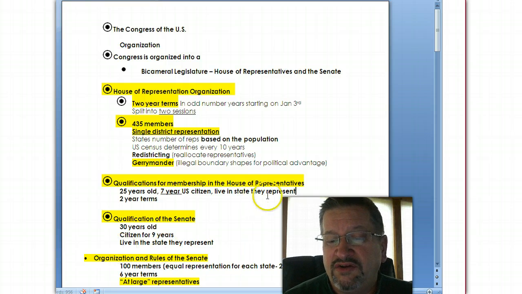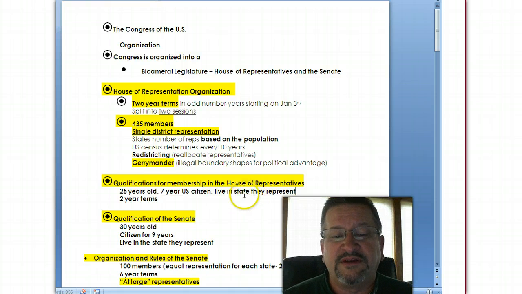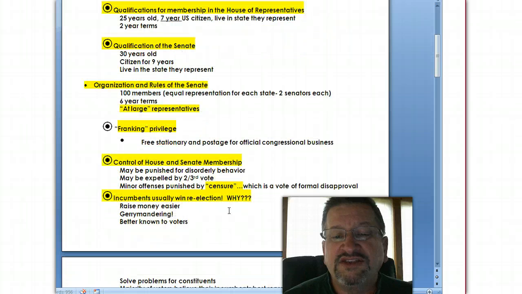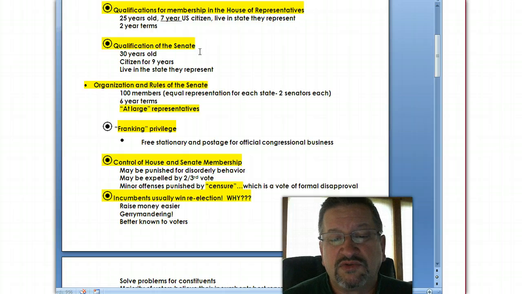The qualifications for the House of Representatives is 25 years old, 7-year citizen, and you live in the state that you represent. Now, you don't have to live in the district that you represent, but you definitely have to live in the state that you represent. The qualifications for the Senate are 30 years old and citizen for 9 years and live in the state that you represent.